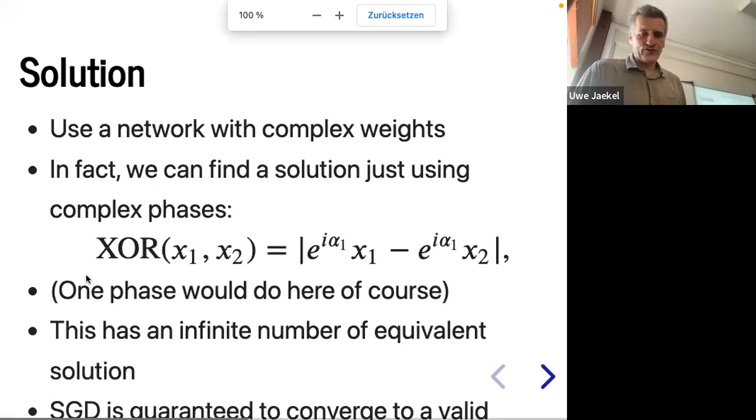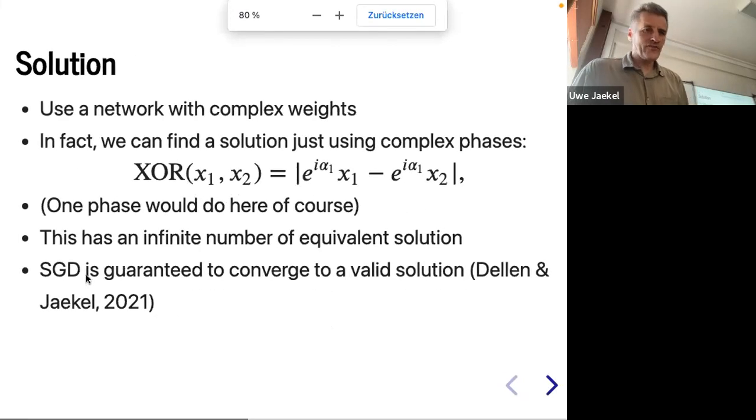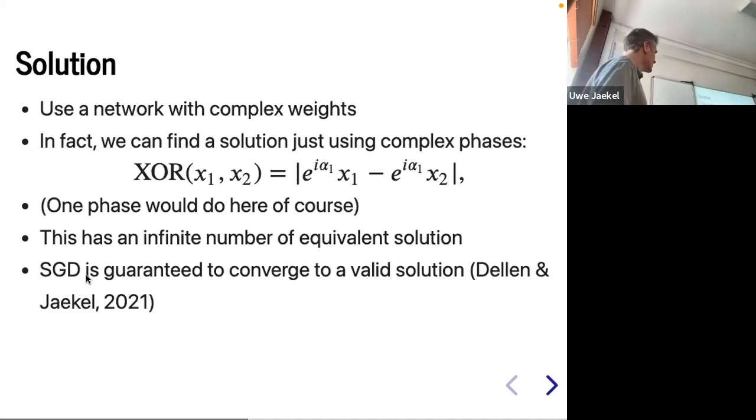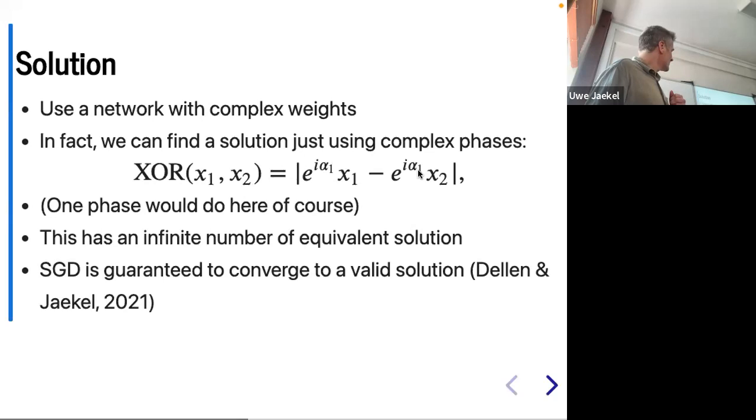Actually it's possible to solve this problem using a network with complex weights. So what I will focus on is a solution using complex phases. We take the input vectors for logical functions, at least this should work. We take the logical input vectors and multiply them with e to the i alpha one and subtract e to the i alpha, oh sorry, this should be alpha two of course, the second one, alpha two times x two.